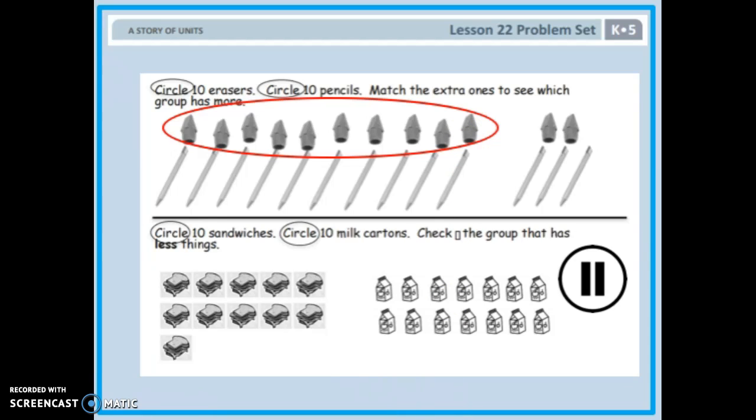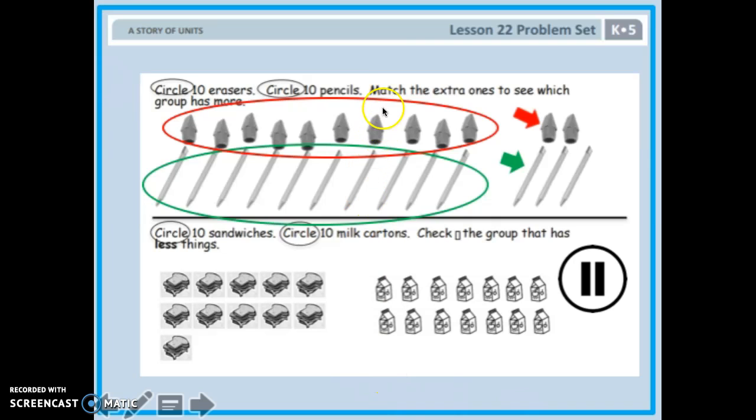Now circle 10 pencils. I hope your circle looks like mine. 10 pencils. Now let's look at the erasers that we did not circle. How many are there? That's right, there's 2. Now let's look at the pencils we did not circle. How many are there? 3.